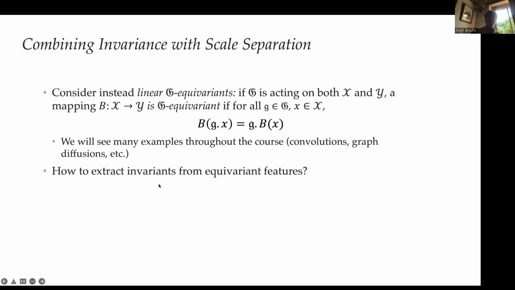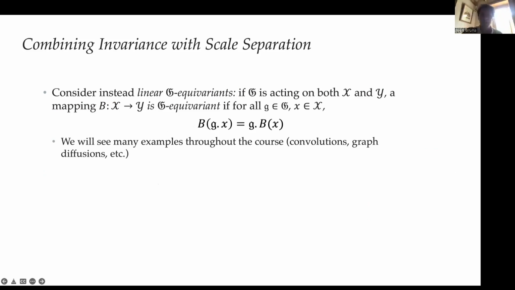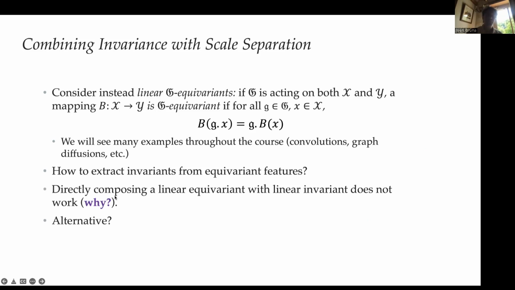You might ask, remember that the goal we had at the end of the day is to learn invariant functions. That was our wish list. If you go back here, the wish list was to get invariance. So what is the relationship between equivariance and invariance? You might say, maybe I can take one of these equivariant maps and then compose it with the group average. Do I get something different? If I take a linear equivariant and then apply the linear invariant, does it help?